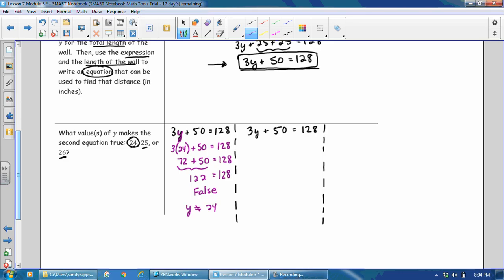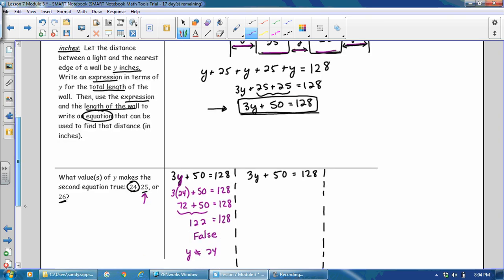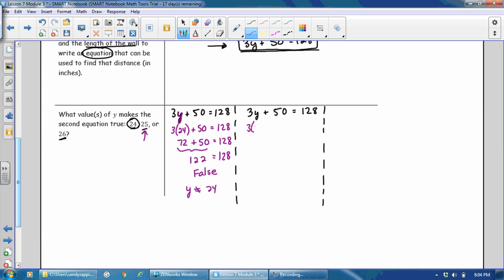So now let's try 25. So what we want to see now is, is this number 25? So is it 25, 25, and 25? So we have three groups of 25 plus 50 equals 128. Three groups of 25 is 75. Bring down the rest of the problem. 75 plus 50 is 125 equals 128. This is false, and that means that y does not equal 25.